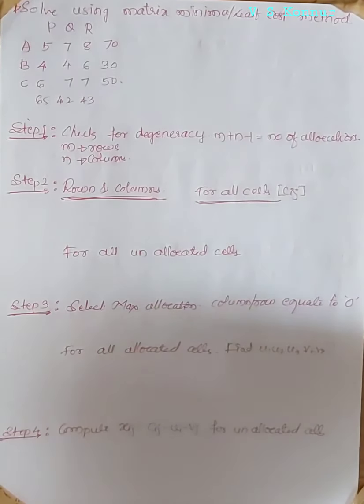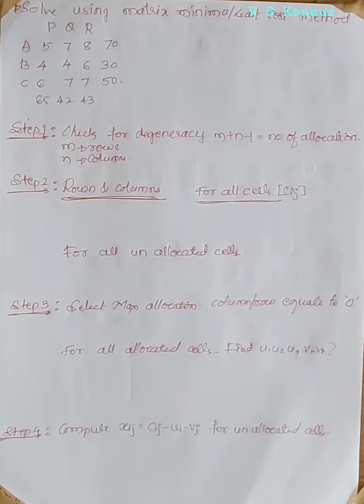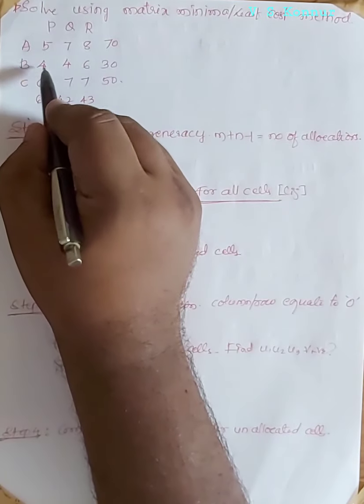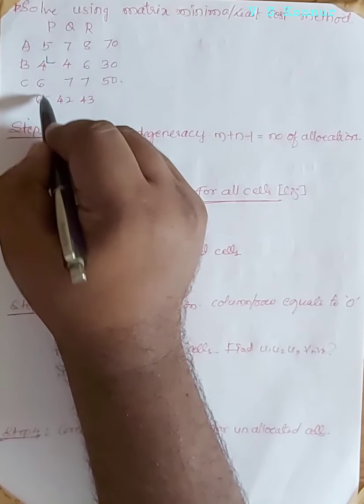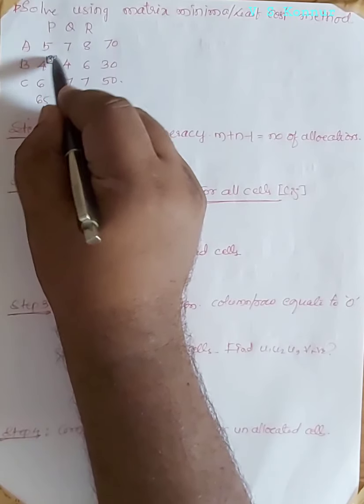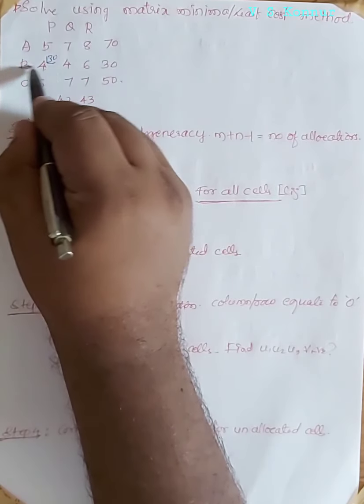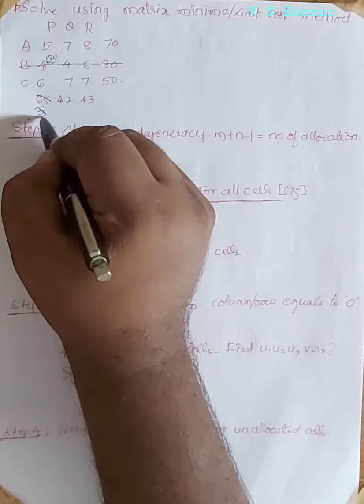Now the second problem we will take, now it will be solved with the help of the matrix minima method. So we'll solve it by matrix minima. So matrix minima, 4 is the minimum. For that 4 I will allocate 65 and 30 I will allocate here. So this row is eliminated, left out with 35 here.